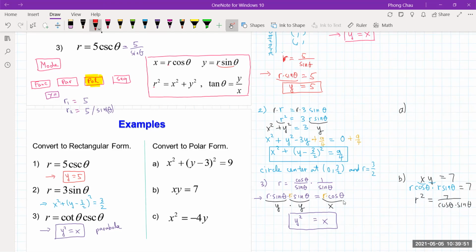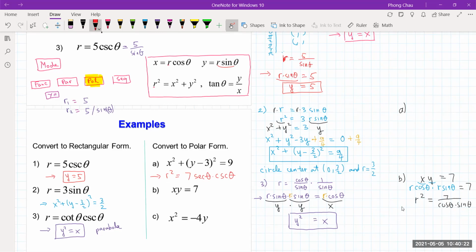if you don't like the fraction, then we can use some trig identities here to rewrite it. R squared equals 7 times, this is 1 over cosine, right? 1 over cosine is equivalent to secant. So that's secant theta. And then 1 over sine is cosecant, so cosecant theta. All right, that looks a bit neat. You can leave it that way or that way. Either way is fine.